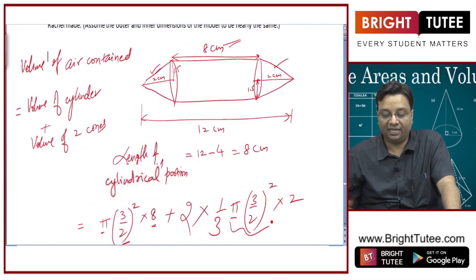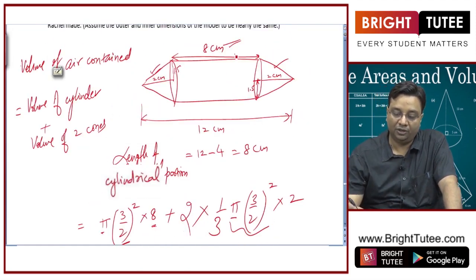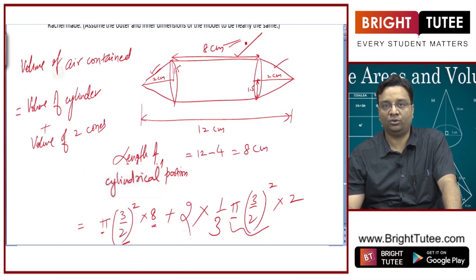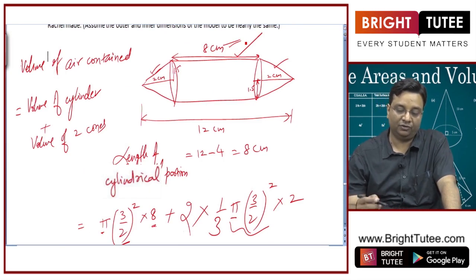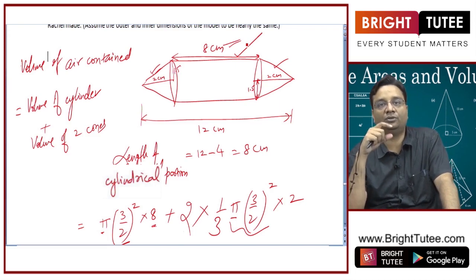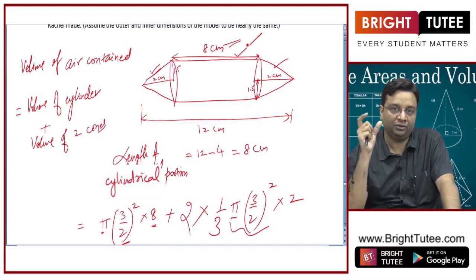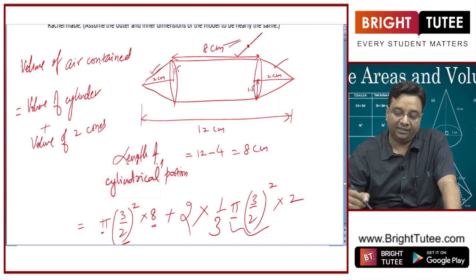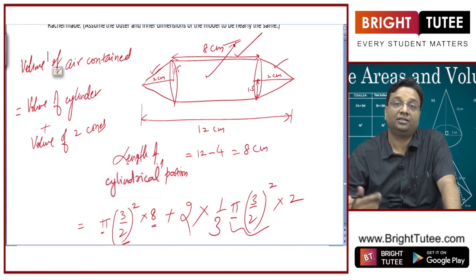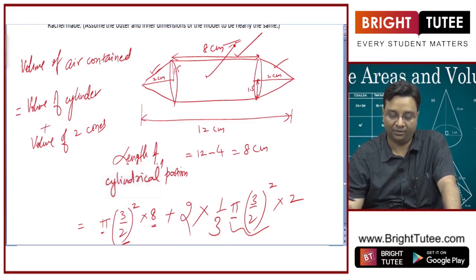So what I have done is I have just added two volumes, volume of this cylinder and volume of these two cones. Okay, so what is volume of cone? 1 by 3 pi r square h, where r is the radius of cone and h is the height of cone, and I have added it to volume of cylinder, which is pi r square h, where r is the radius of cylinder and h is the height of cylinder. Okay.